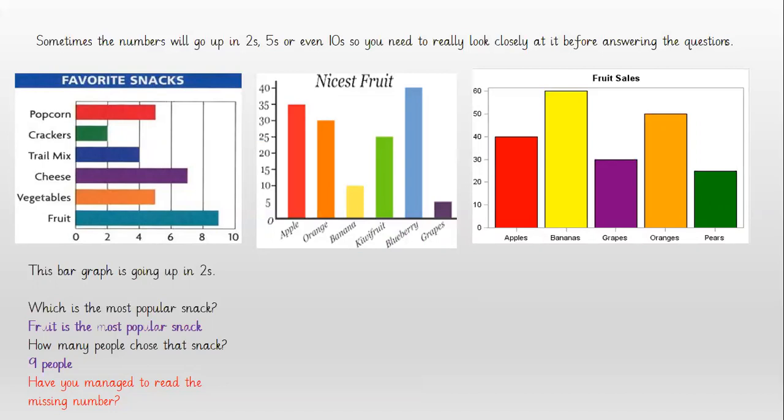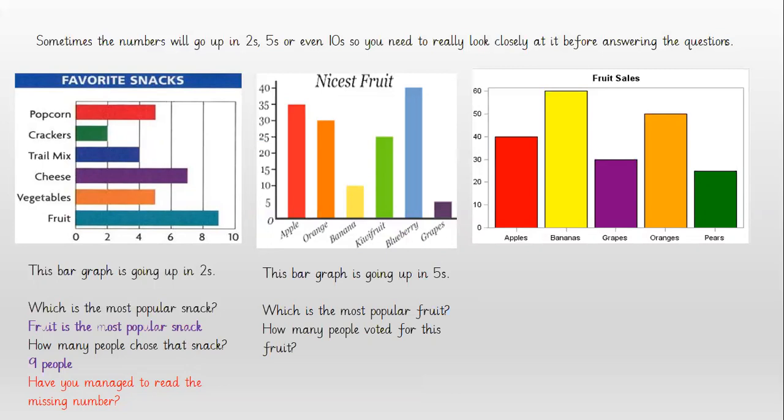I can see that fruit is the most popular snack. And if I look at, we've got 8 and 10, and we've got a number that's in between, and we can see that it's 9 people that chose fruit as their favorite snack. In the next one, we've got the bar graph going up in 5s.